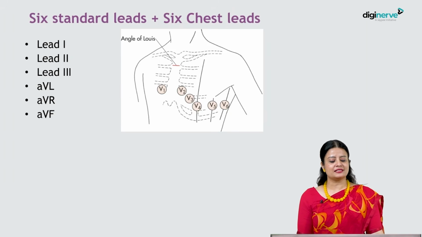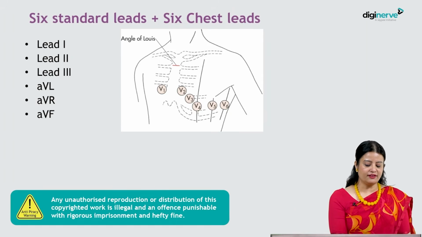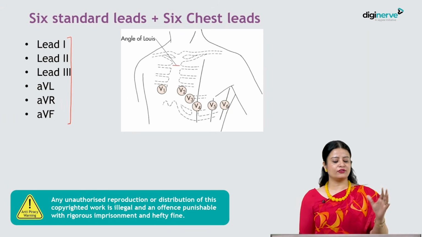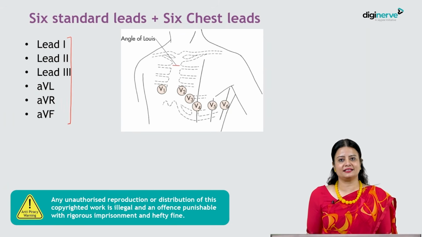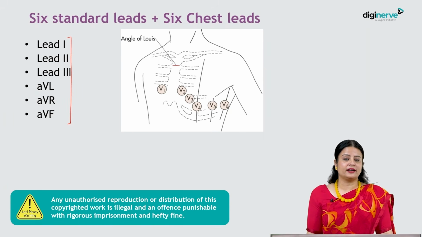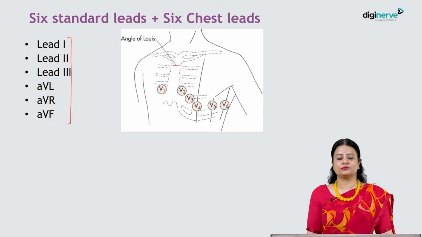Now coming to the 6 standard leads and 6 chest leads, we have to connect all the 4 limbs for recording the 6 standard leads. But we had talked about the triangle, then why do we connect the 4th limb? So it acts as the ground.